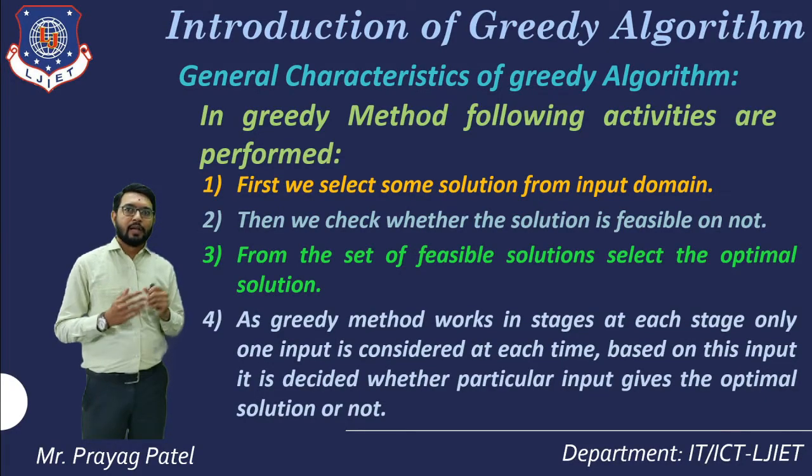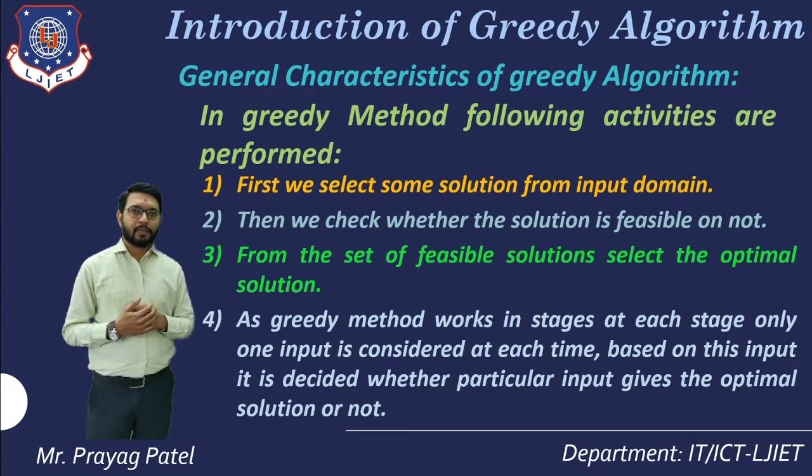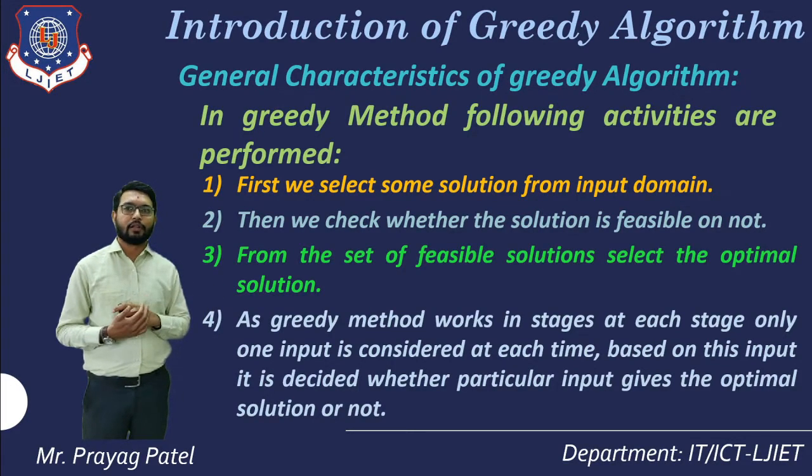Now the fourth step is, as the greedy method works in stages, at each stage only one input is considered at a time. Means out of all the possibilities, all the coins, at a time you can select only one coin of any one amount. Means one coin of 10, or one coin of 5, or one coin of 2, or one coin of 1, like this. Based on this input, it is decided whether the particular input gives the optimal solution or not. Means after selecting that particular coin, whether a solution is found or not, or whether the optimal solution is obtained or not, is called the fourth step.